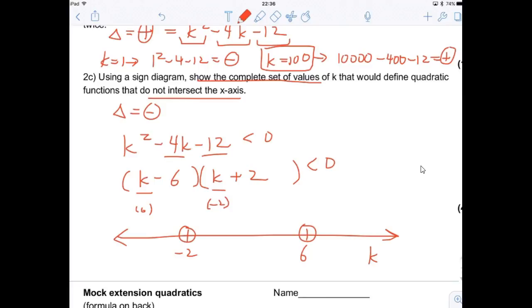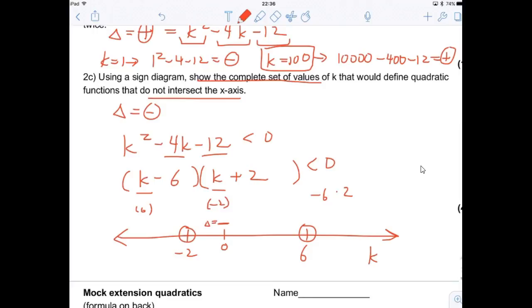Now I just need to figure out what values of k make this expression negative. To do that, I'm going to try a number that is pretty easy to plug in, which is 0. I'm going to take k equals 0 and put it into my expression and see what I get. I get 0 minus 6, which is negative 6, and positive 2. If I multiply those together, I get negative 12. So that tells me that the value of the discriminant at k equals 0 is negative.